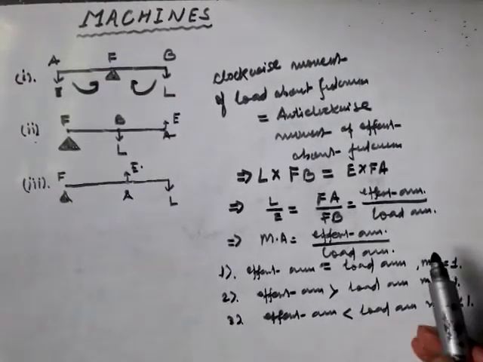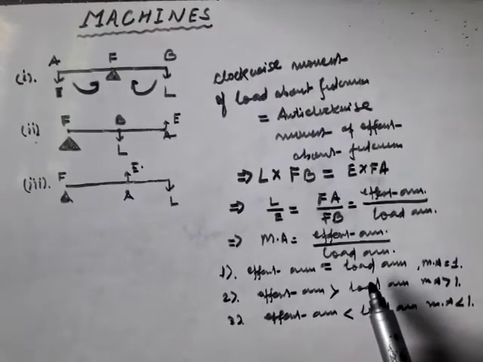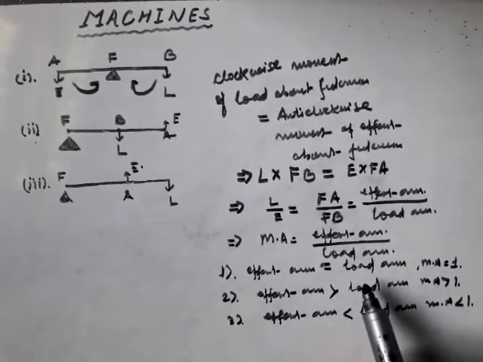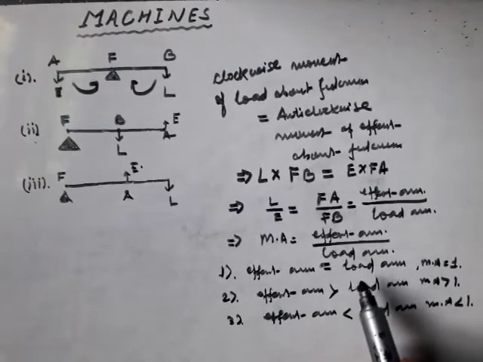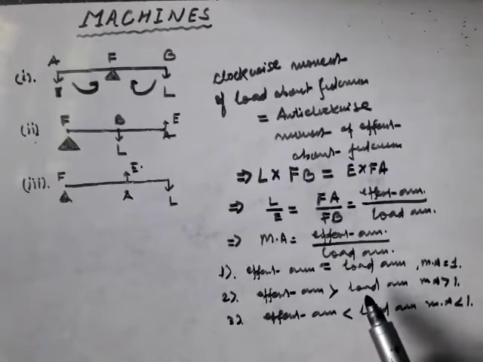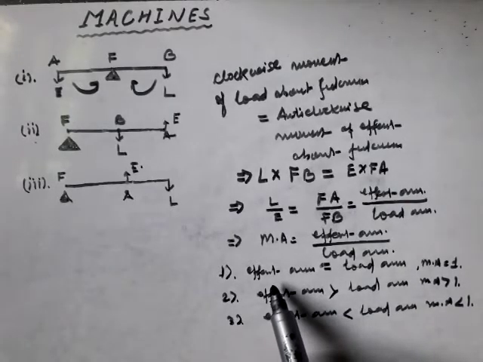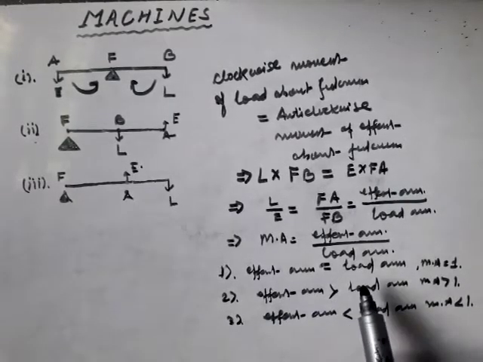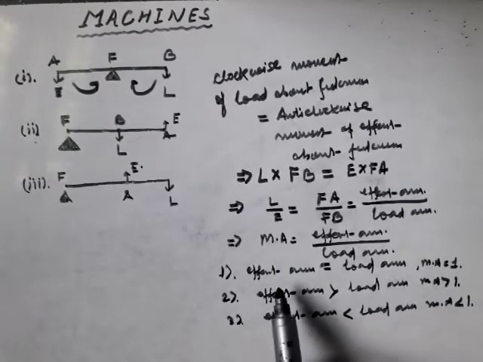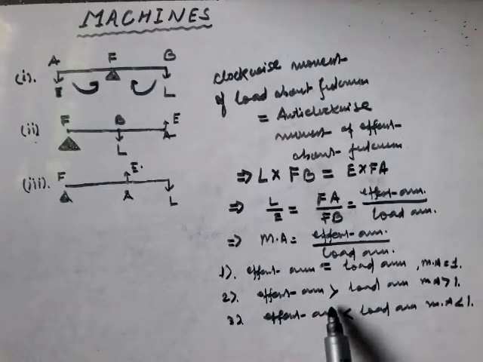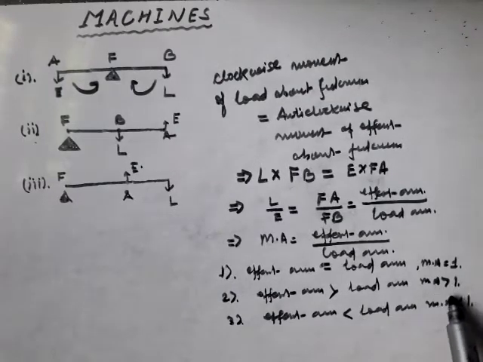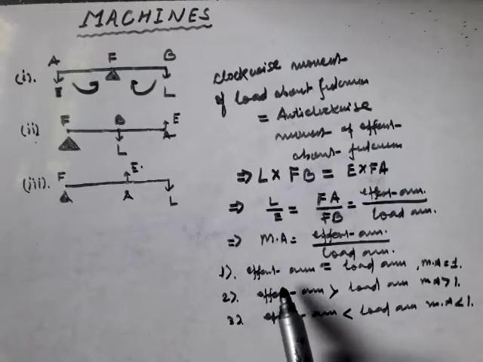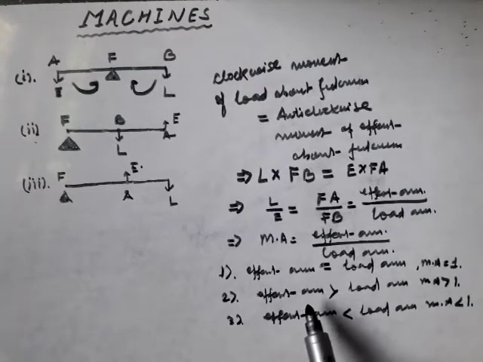Dear student, we know that we are talking about the ideal machine, the ideal condition of lever. In an ideal machine, mechanical advantage and velocity ratio are always equal. So if the effort arm is greater than the load arm and the mechanical advantage is greater than 1, obviously the velocity ratio will also be greater than 1, because we are talking about the ideal condition. All these three conditions we will discuss one by one.